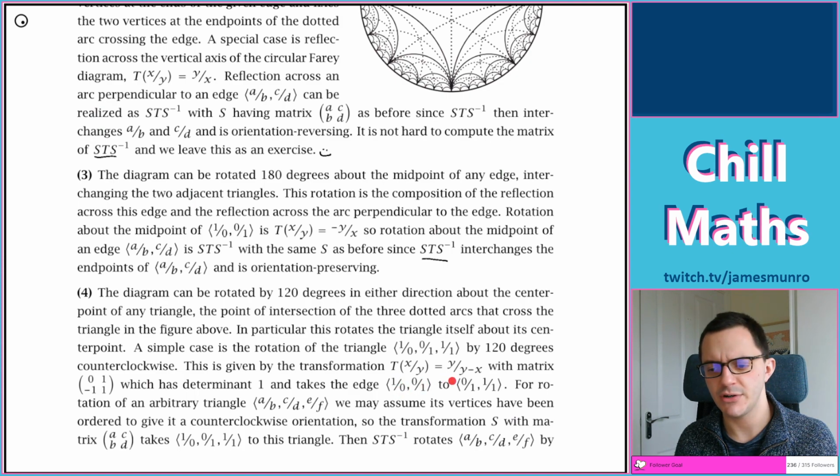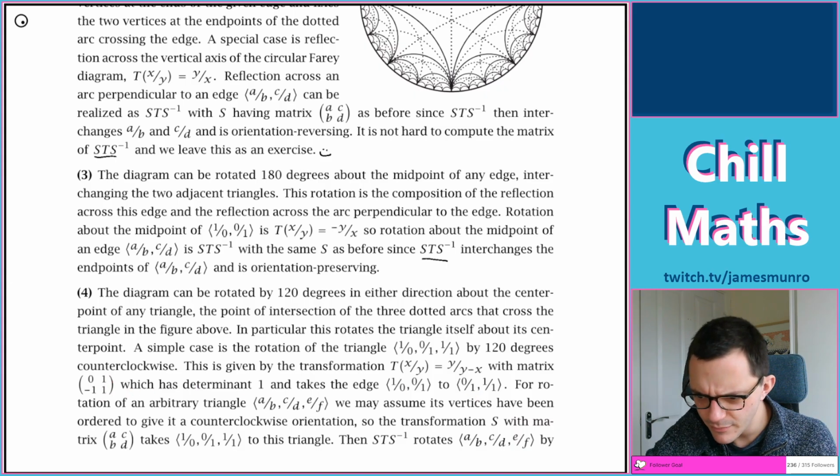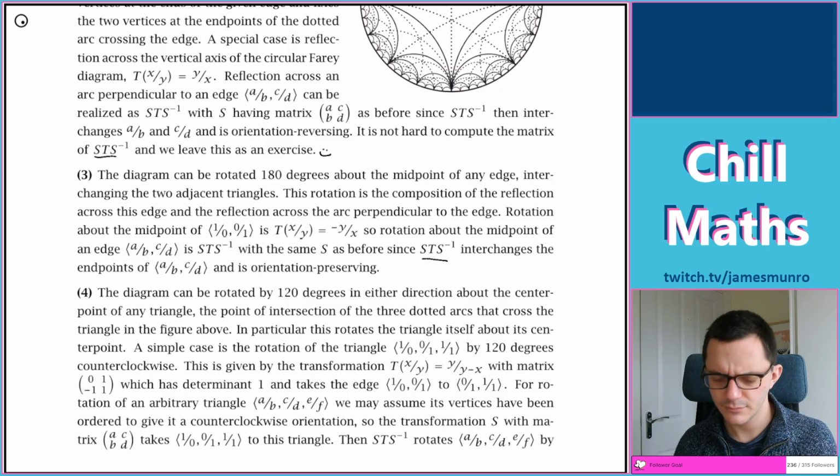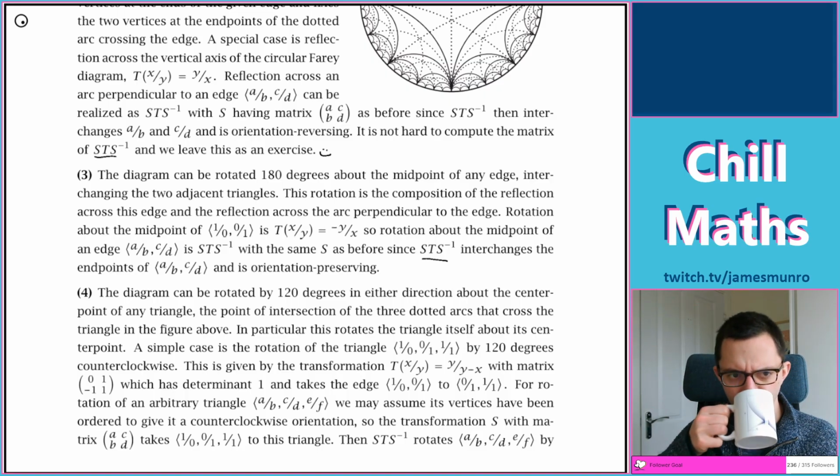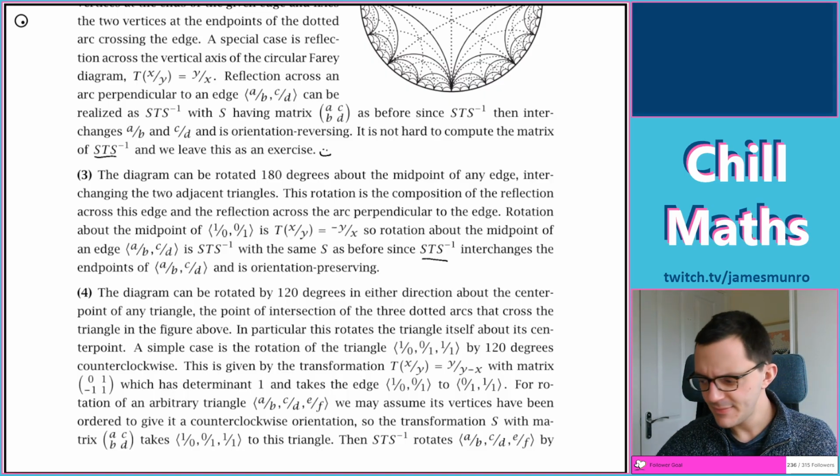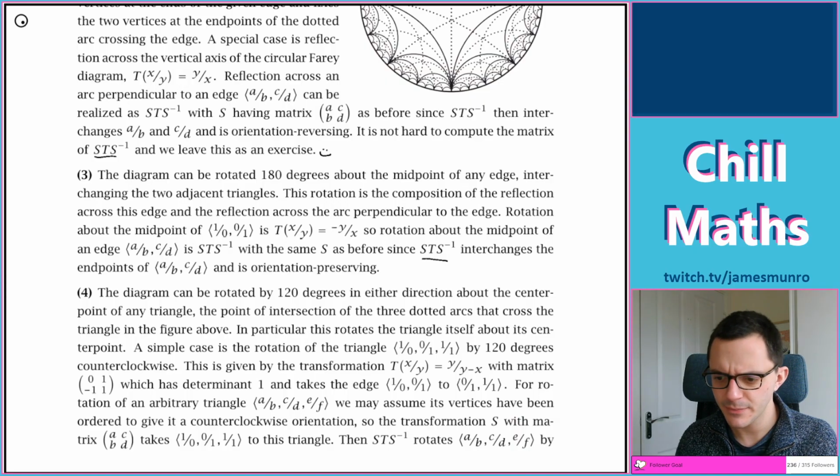So if you know 1 over 0 goes to 0 over 1, and you know 0 over 1 goes to 1, 1, then the sensible question is, where's 1, 1 gone? Not obvious. I think you can read it off here. It's gone to 1. Has it stayed still? No. I want to say it's gone to 1 over 0.